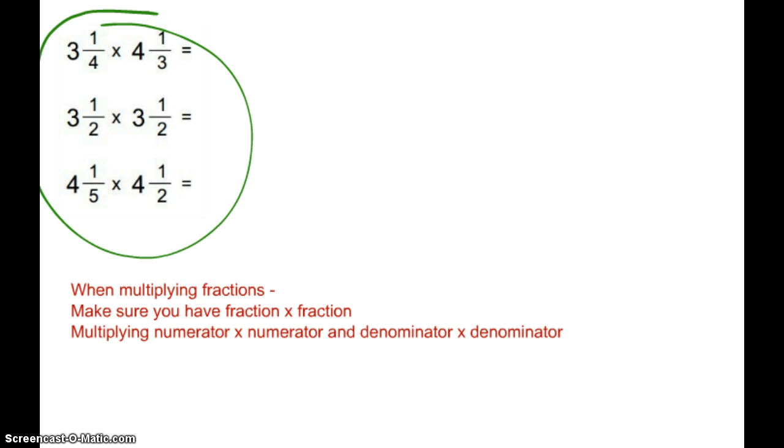Now, I would like for you to, in your spirals, also to try these 3 problems on your own. And we will be checking these tomorrow in class together. So just to summarize, when multiplying fractions, you have to have these 2 things. You've got to have fraction by fraction, and then you just multiply straight across. Numerator by numerator, denominator by denominator. You do not need to write a summary, but I do want you to make sure that you have these 3 problems solved in your notebook so we can go over them tomorrow.